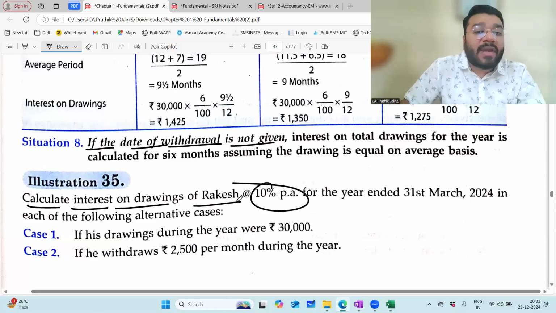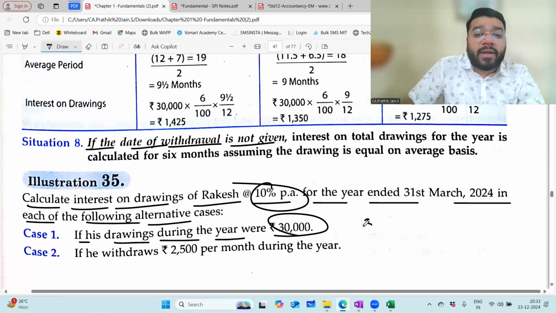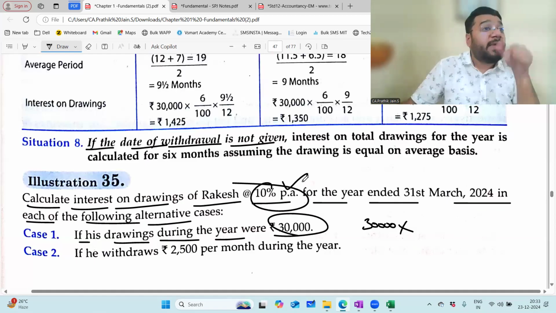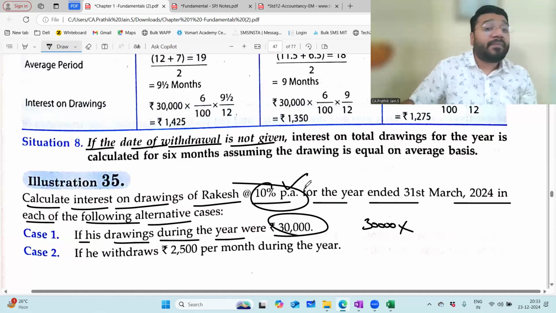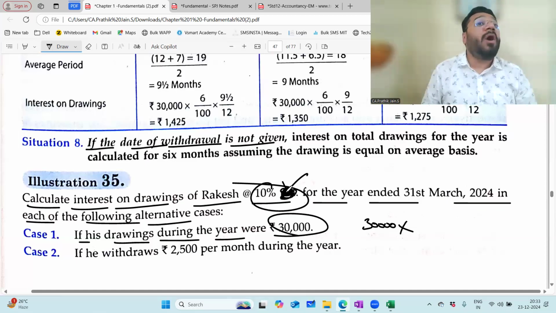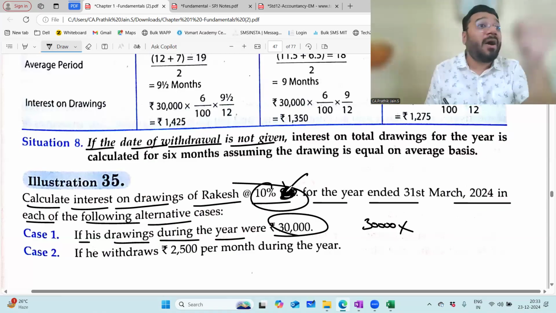Calculate the interest on drawings of Rakesh at 10% per annum for the year ended 31st March 2024 in each of the following alternative cases. If he withdrew 30,000 rupees during the year, the total drawing is 30,000 rupees. So 30,000 into the rate of interest, 10% per annum, means we have to multiply with the time period. Had they given just 10% without the words per annum, the 6/12 would already have been multiplied, so again 6/12 would not be required.